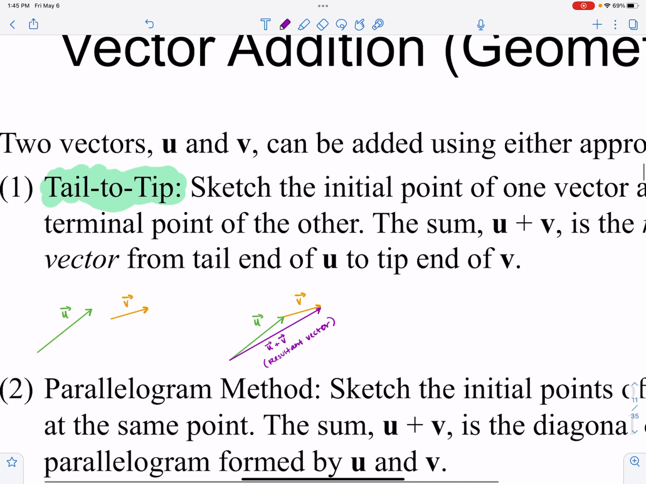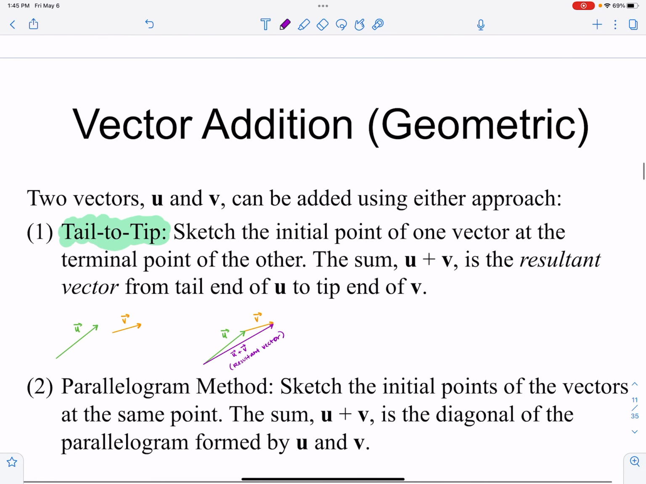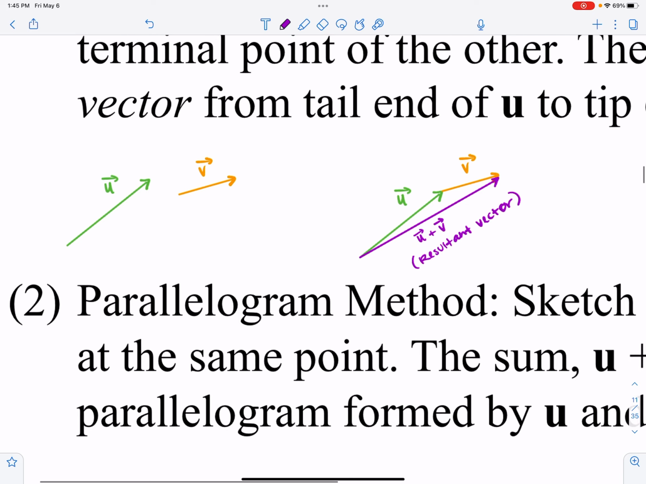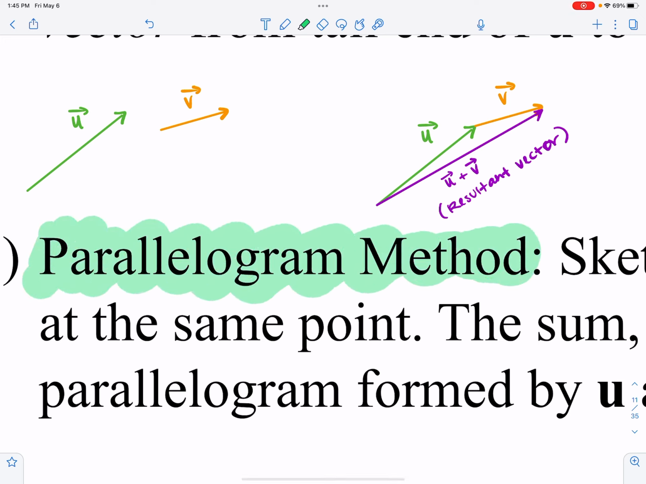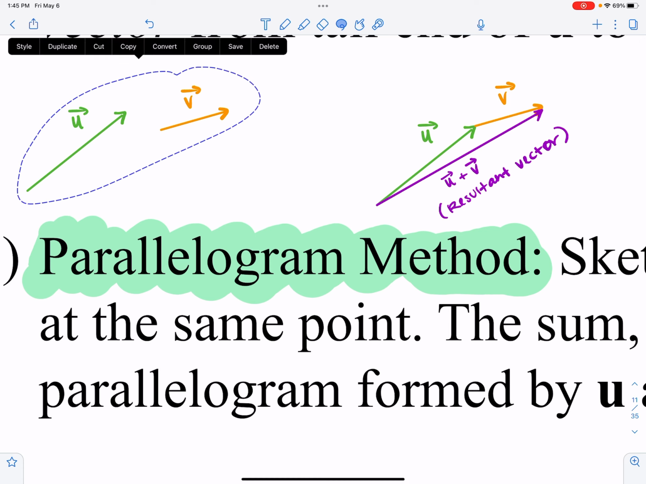The resultant vector is what we get from adding two vectors together. Okay, the other method that we can use to think about the geometric interpretation of adding two vectors together is the parallelogram method. So if I were to take those same vectors, let me just copy and paste these.